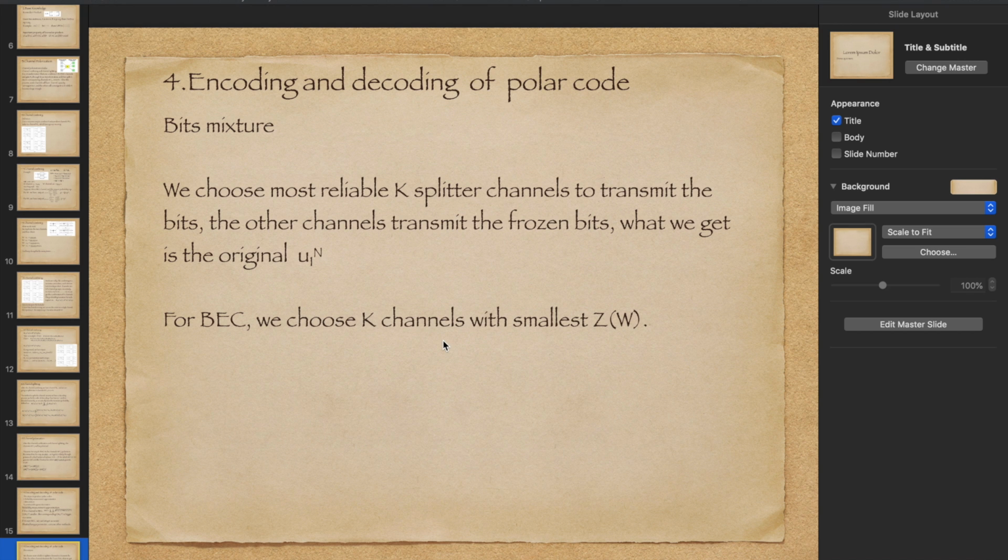The second step we are going to take is the bits mixture. We choose the most reliable K split channels to transmit the information bits, and the rest of them transmit the frozen bits, which are usually 0. So then we get the original input vector u1n.